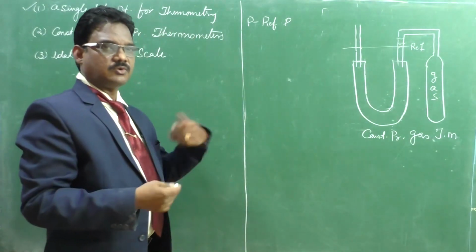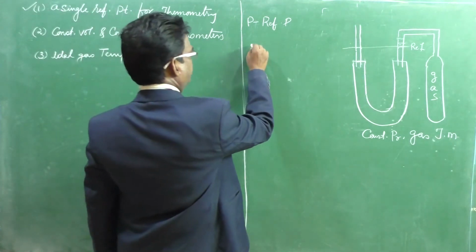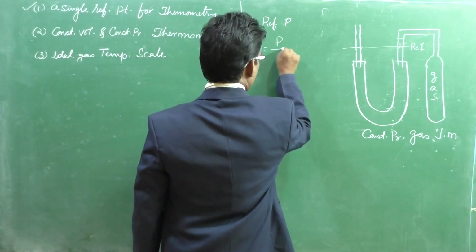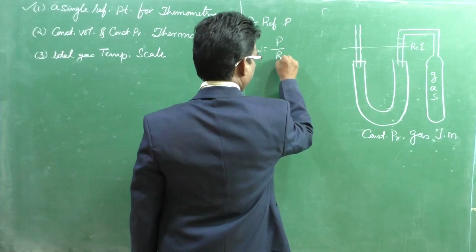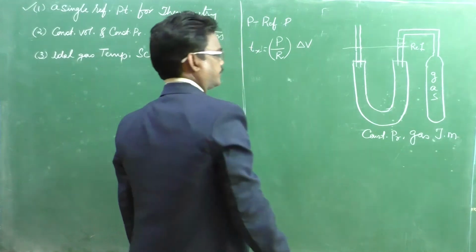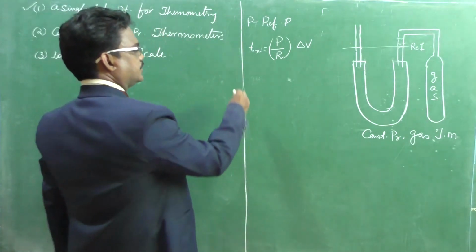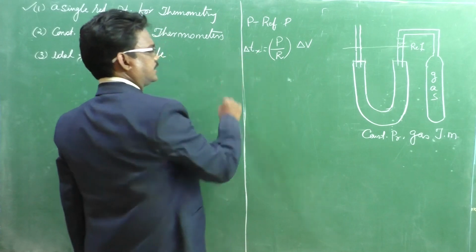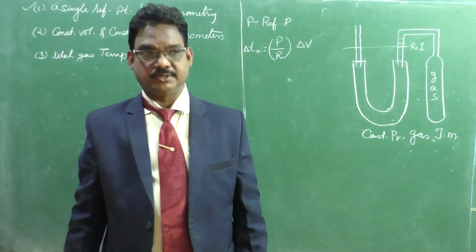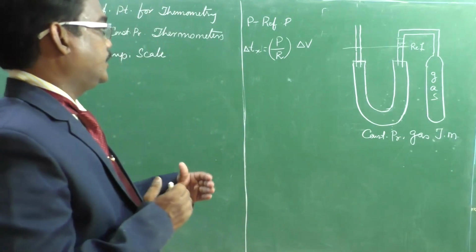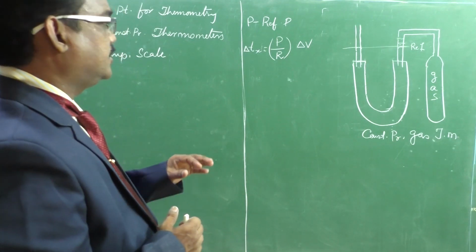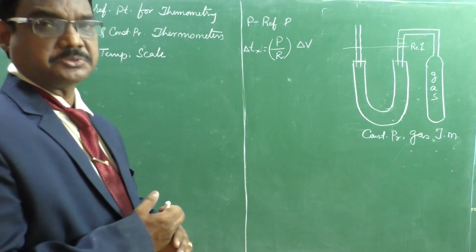If we consider the change in volume, then temperature T x equals P by R, which is constant, times delta V. That change in volume we need to place here: delta T at instant x is equal to P by R into delta V. Likewise, a constant volume gas thermometer and a pressure thermometer we can use, and we can measure the respective temperatures.